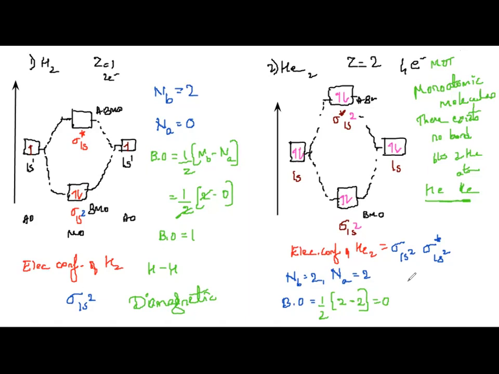Now coming to the magnetic properties, whether they are paramagnetic or diamagnetic. Diamagnetic means all the molecular orbitals should be filled. There must be no unpaired electrons, then it is diamagnetic. Paramagnetic means there is at least one unpaired electron. Now see here, this orbital is filled with 2 electrons, and this is also filled with 2 electrons. Therefore, the helium molecule is diamagnetic because there are no unpaired electrons.